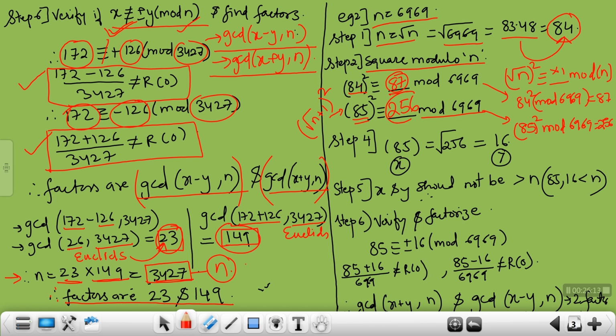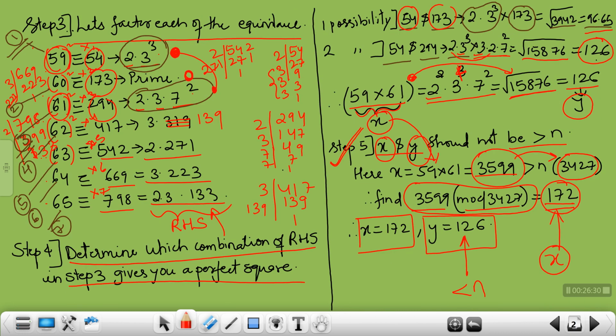When I calculate the square root of 256, I get the answer as 16. So 16 is a perfect square. The moment I get a perfect square, what will I do now? Do I need to do step number 3 over here? Just go and check behind.